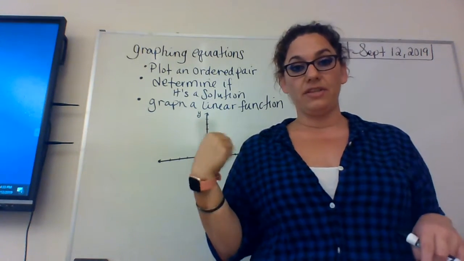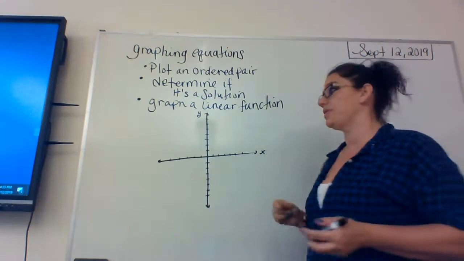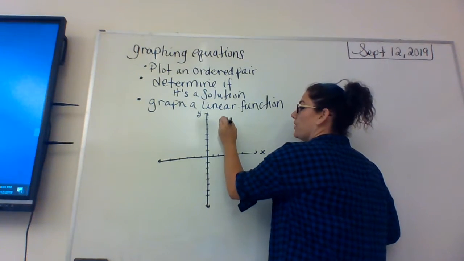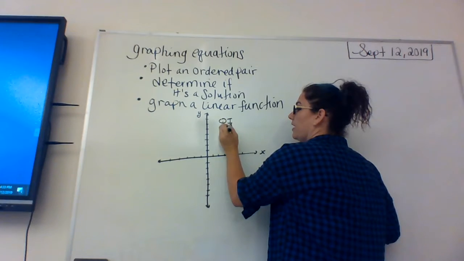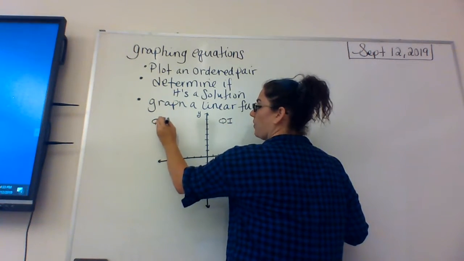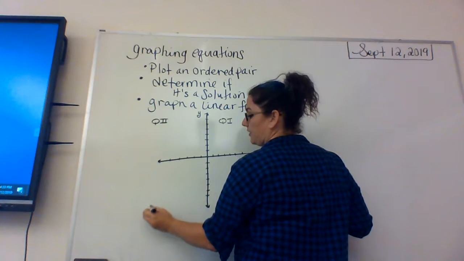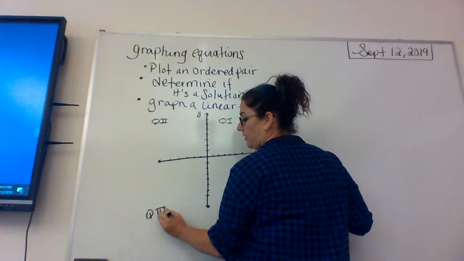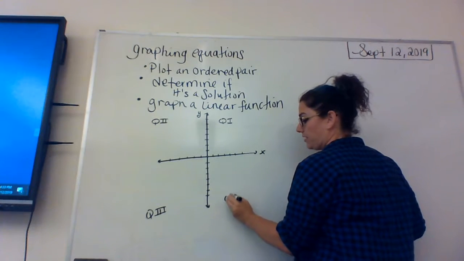So now that we have those labeled, let's go ahead and pick out what our quadrants are. So this is called quadrant 1. And yes, it's determined with a Roman numeral. This side over here is quadrant 2. Down here is quadrant 3. And then we have quadrant 4.